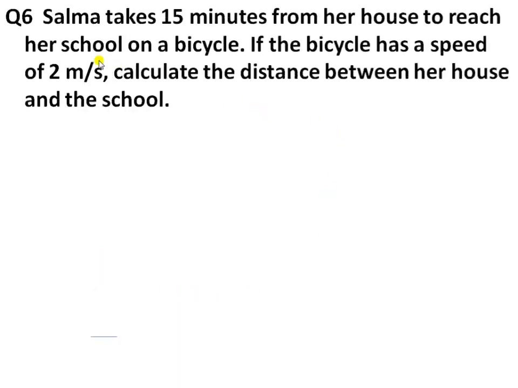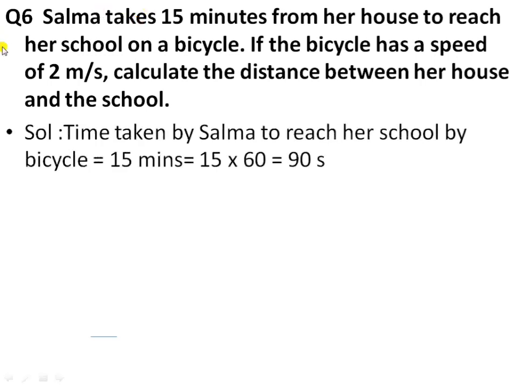Next is question number 6. Salma takes 15 minutes from her house to reach her school on a bicycle. If the bicycle has a speed of 2 meters per second, calculate the distance between her house and the school. So simply, the time taken by Salma to reach her school by bicycle is 15 minutes.